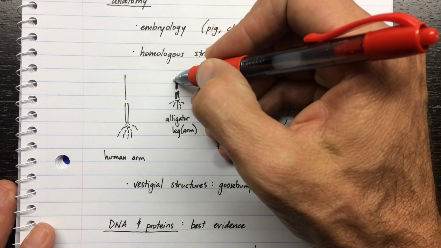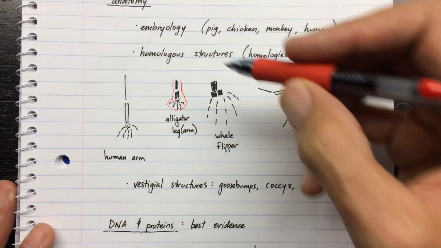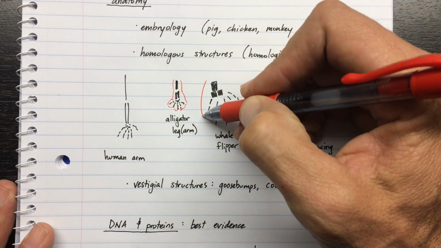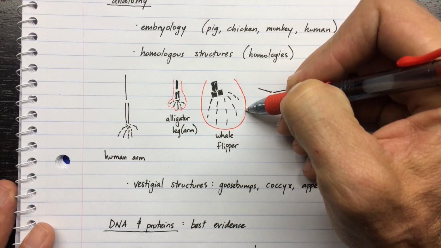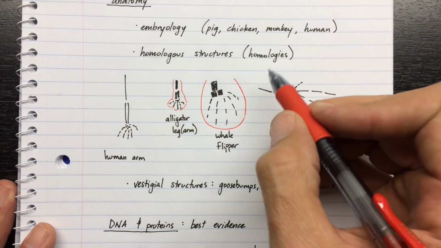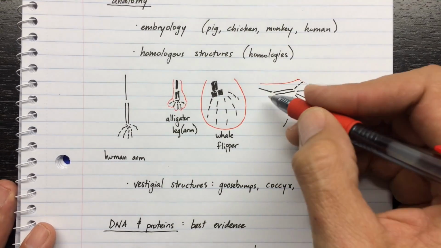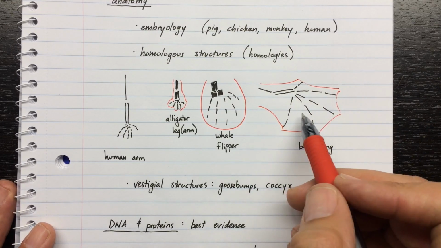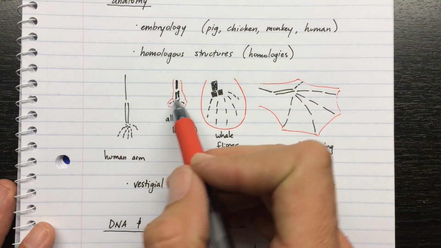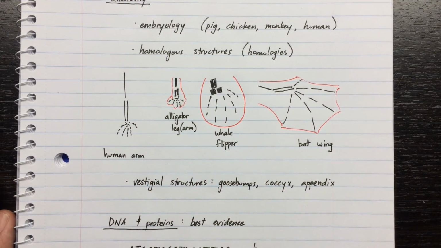Now obviously alligators don't use their legs or arms for the same thing that we use our arms for, and whales definitely don't. Their flippers are covered in a layer of blubber and skin. They use their front limbs for swimming. And then bats have a thin layer of skin surrounding their bone structure, and that provides wings. But all of these homologies have the same core concept of 1 bone, 2 bones, and then several bones.